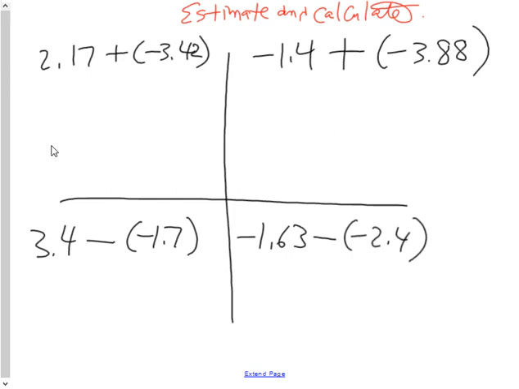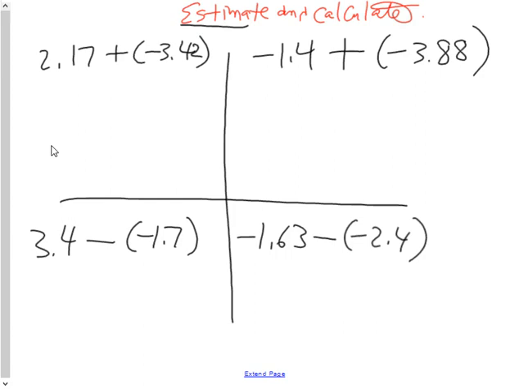Okay, this is from section 2.2 on operations with rational numbers in decimal form. Here we have 4 questions of adding and subtracting integers. In this case, not integers, terminating decimals, both positive and negative. So we look at the first question. We have a positive 2.17 plus a negative 3.42.